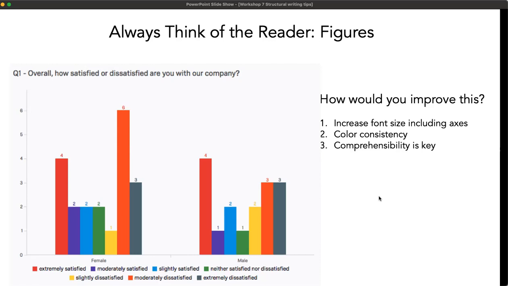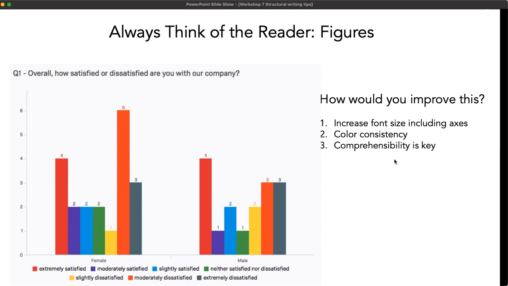I wrote first, increase font size, including the axes, the scale labels on the axis. That's just a little bit hard to read. Boost the font anywhere you can. They usually need boosting. Also female and male. This is pretty small for a reader.